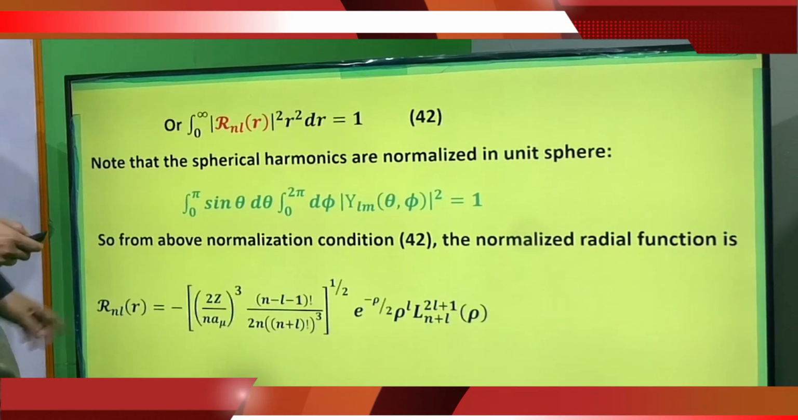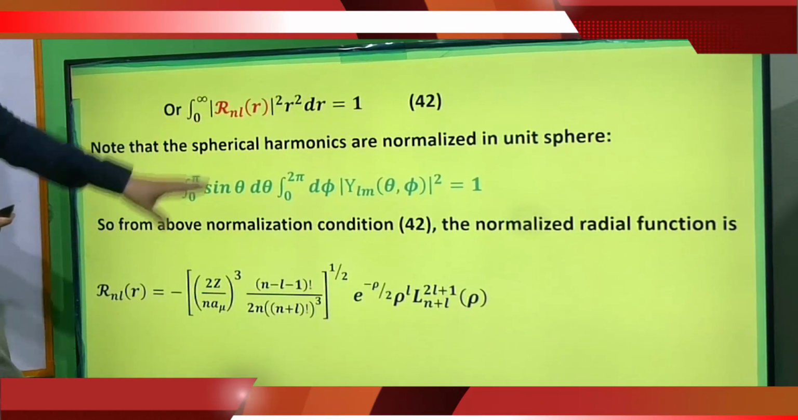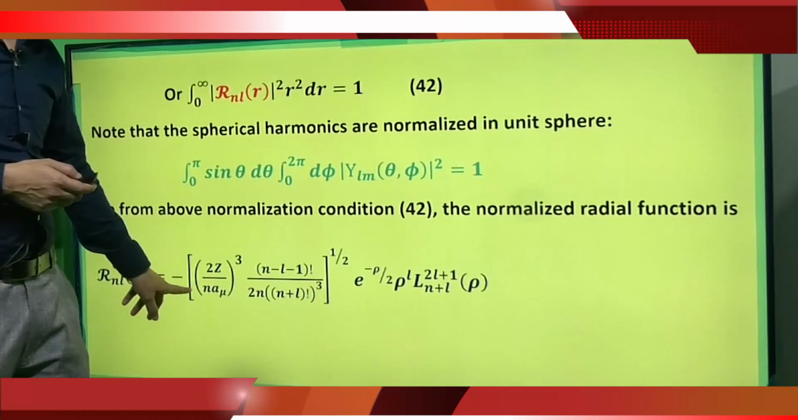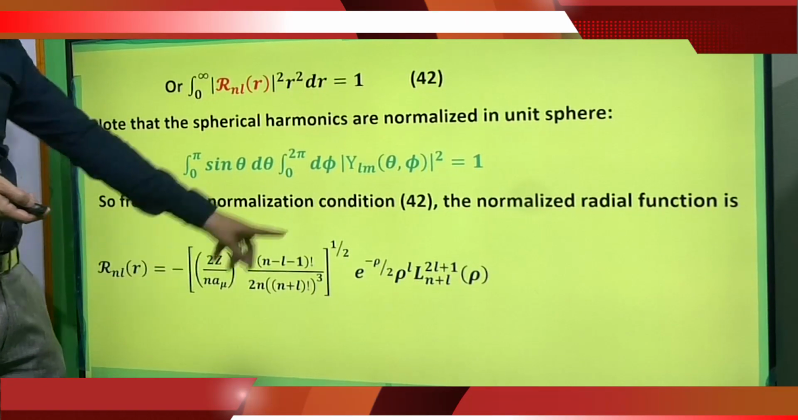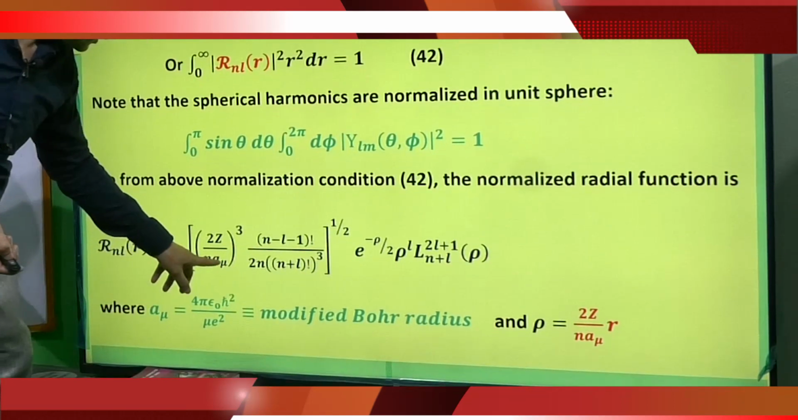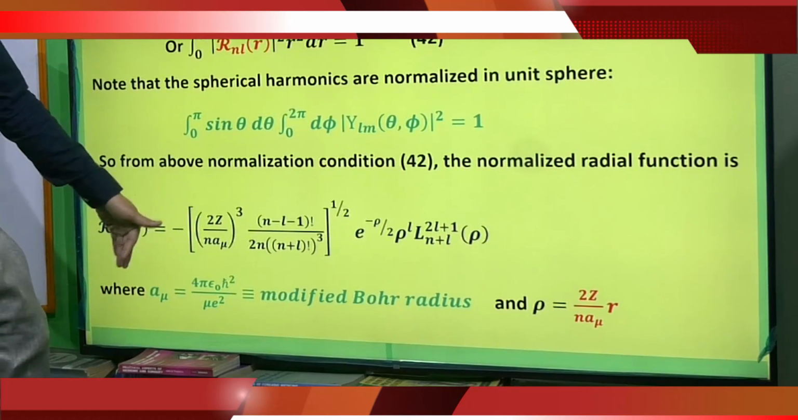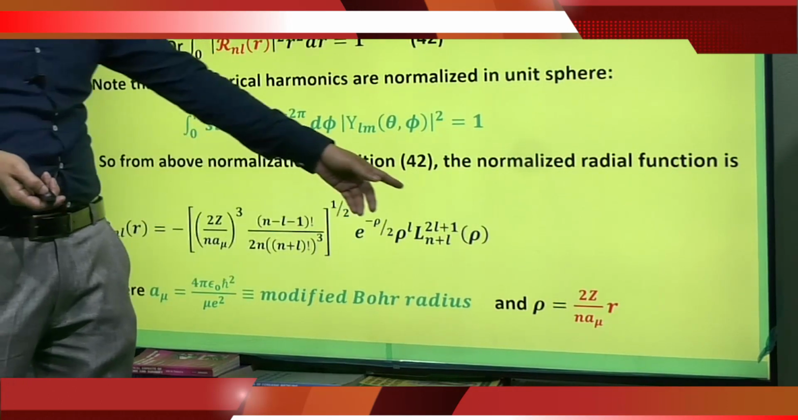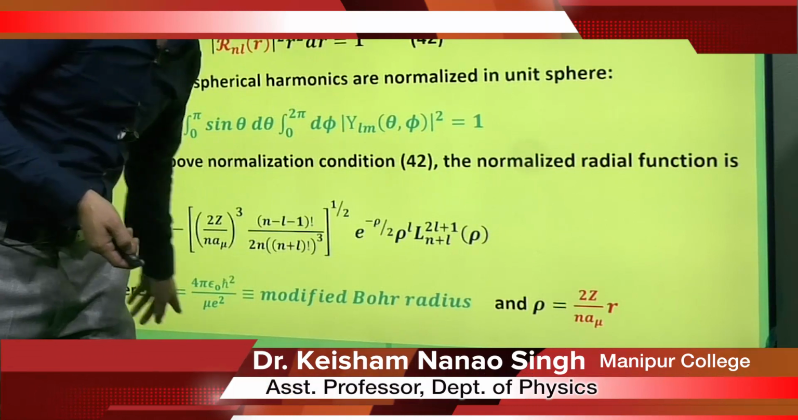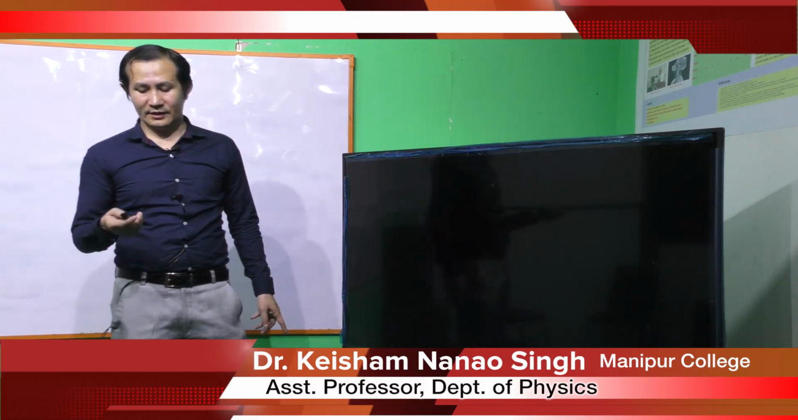For the normalized function, I have skipped this part also and am putting in only the result. On normalization, we find this expression for the radial function. This will be the required normalized eigenfunction, and here the symbol a nu is 4 pi epsilon naught h bar squared by mu e squared, and this is known as the modified Bohr radius. And rho, earlier I said, is alpha times r, and when you put it in terms of this mu, you get that expression. So this is the thing. With this I end my lecture here.